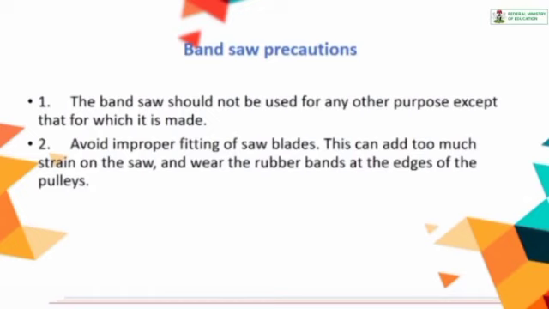The second one is to avoid improper fitting of saw blades. Improper fitting means the blade probably is not of its size, and this can add too much strain to the saw. So wear the rubber bands at the ends of the pulley. Do not fit improper blades, maybe too short or too long.